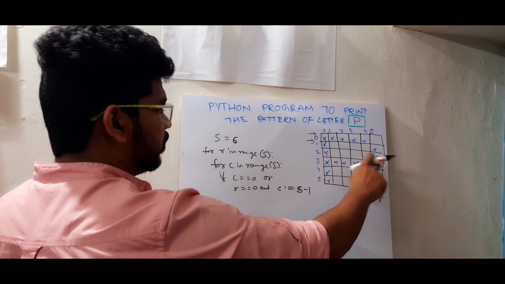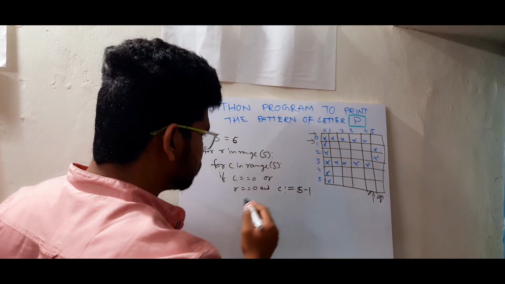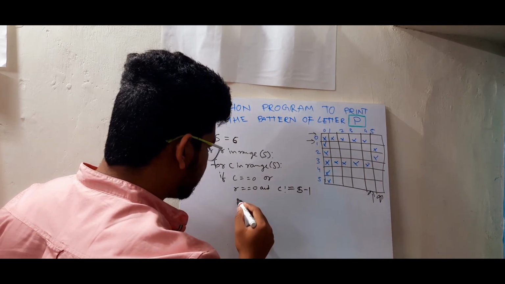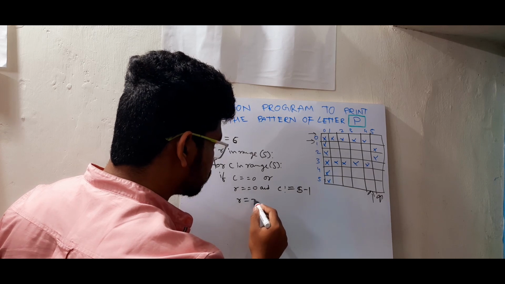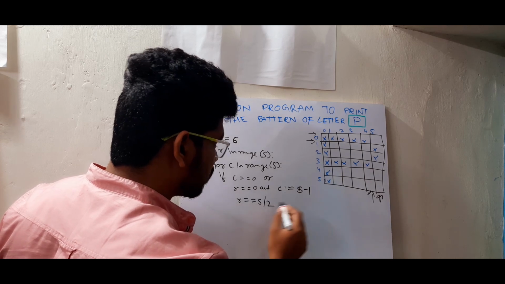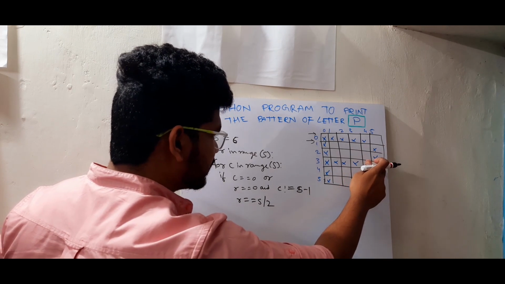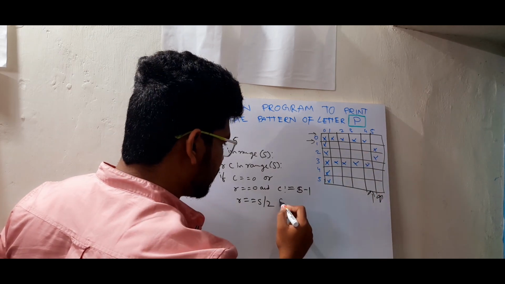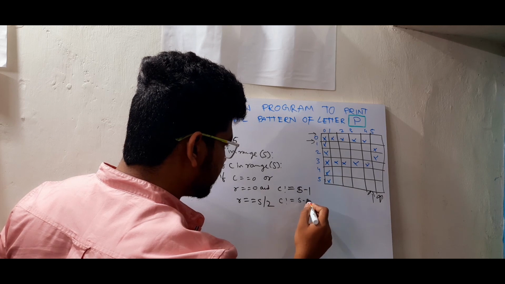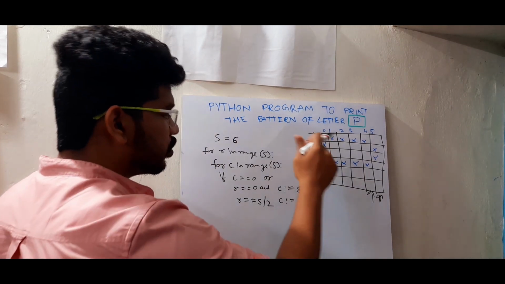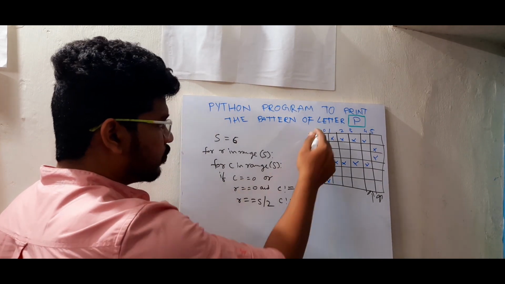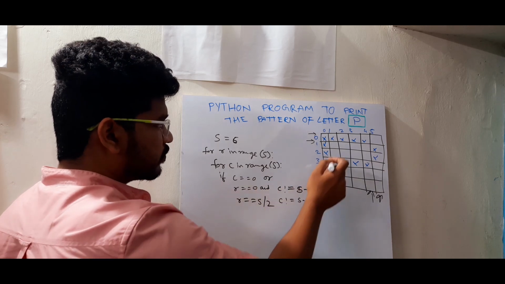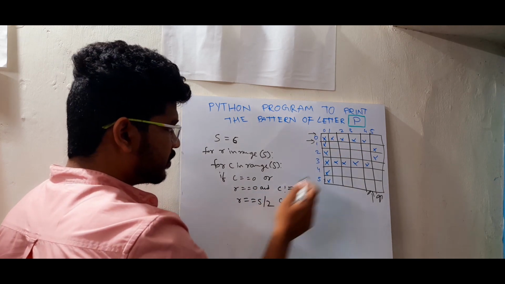Next, I'll write the middle row. For middle row, row should be equal to S by 2. And also in the middle row, we need to exclude this part. So for that also, write column not equal to S minus 1, same condition. So now we have written three conditions. One for first column, one for first row, and one for middle row.